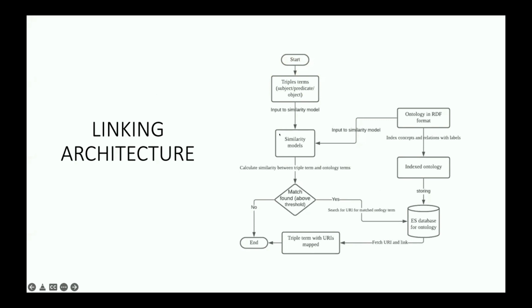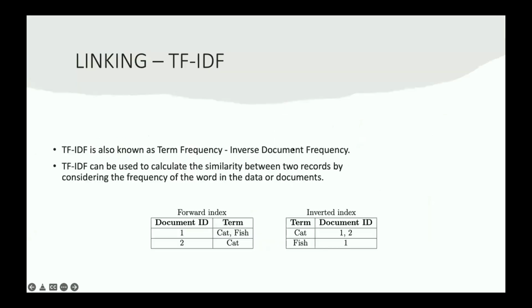The similarity models we have used are TF-IDF and fuzzy matching, which I'll discuss now. TF-IDF stands for term frequency inverse document frequency. TF-IDF can be used to calculate the similarity between two records, considering the frequency of a word in a data or document. For example, if algorithm is a word repeated about 10 times out of 1,000 words in a document, then the probability is calculated for that term, and that becomes the frequency of that term.